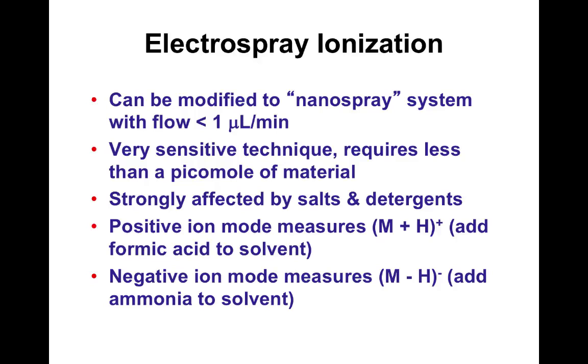With electrospray ionization, you can't work with salts or detergents, so the sample has to be very clean. To try and get things charged in a positive mode, generally you'll add something like formic acid. If you want to do negative mode electrospray ionization, you add something like ammonia.